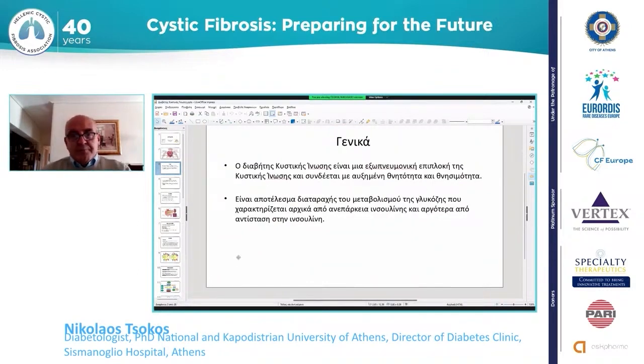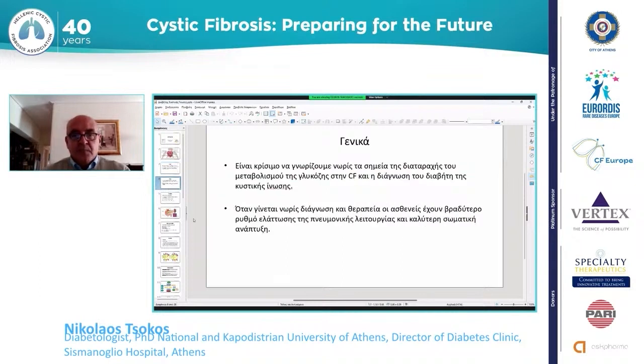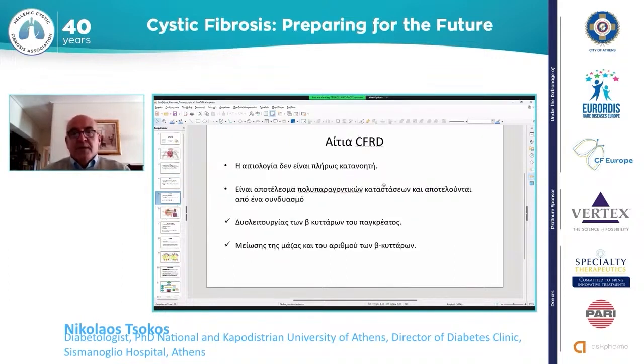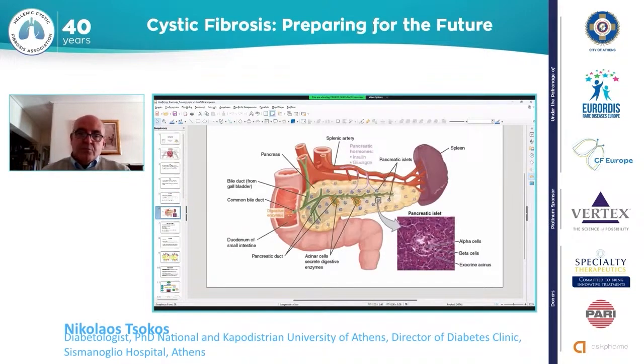So diabetes is an extrapulmonary complication and it's connected to increased mortality and morbidity. This is about the disorder of the metabolism of insulin. It is critical to know early enough the signs of the glucose metabolism. When we have early diagnosis and treatment, patients have a slower deterioration of lung function. The causes are not fully understood, though. It is a result of multifactorial conditions that constitute a combination. So we have maybe the destruction of pancreatic cells, alpha and beta cells, as well as the exocrine acini.